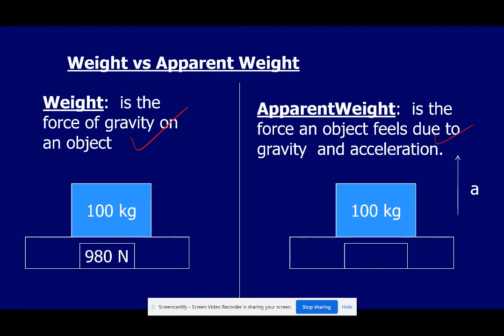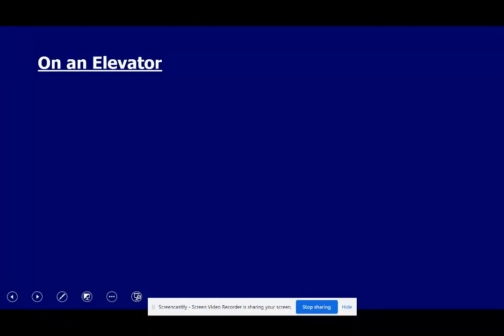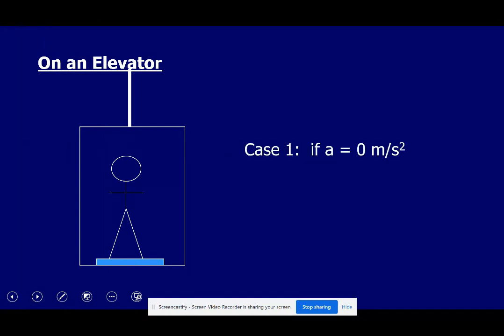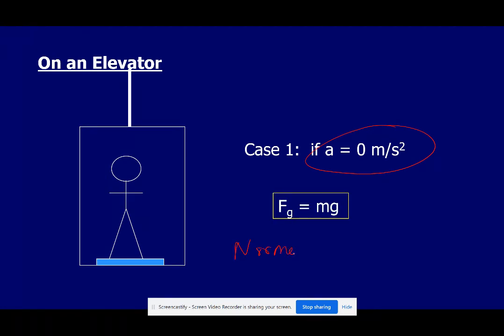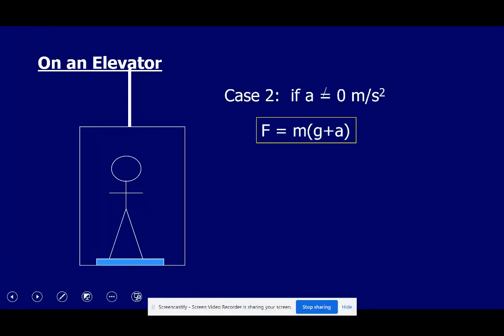So weight, this is just reviewing force of gravity on the object. Apparent weight is the weight that you feel due to a combination of gravity and also your accelerating frame of reference. So on an elevator, if your acceleration is 0, then you have Fg equals mg, which is just your normal weight. The elevator is a good example because it only accelerates up and down. I don't have to think about any sort of twists and turns or horizontal motion. So I'm going to keep my questions for the most part to the elevator. Sometimes I'll do an airplane coming out of a dive. You'll see that in a minute.